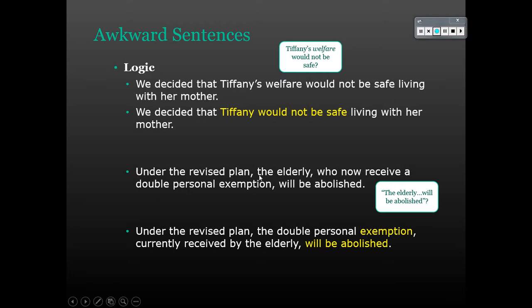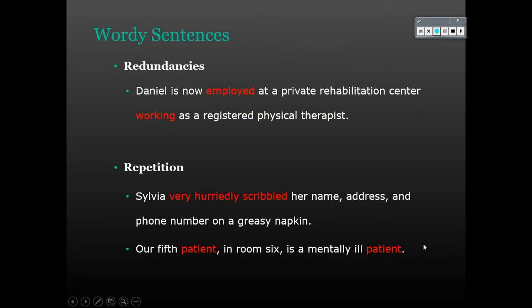All right, so under the revised plan, the elderly who now receive a double personal exemption will be abolished. In this case, this is essentially describing the elderly, and it's stating this who now receive a double personal exemption. That is describing the elderly. But the essential or main clause is the elderly will be abolished. Clearly, we don't intend to abolish the elderly. We intend to abolish the double personal exemption. So here's the revision. Under the revised plan, the double personal exemption currently received by the elderly will be abolished. That makes sense.